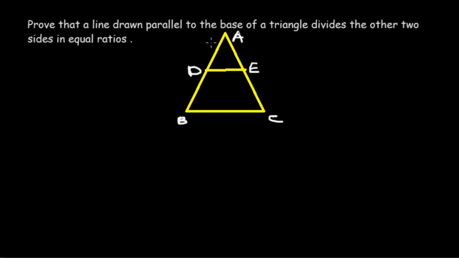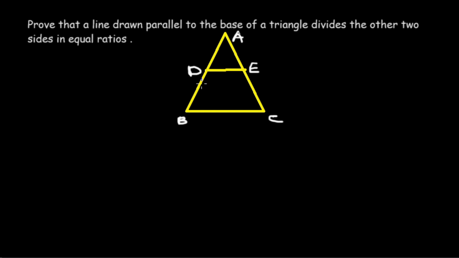Now we are to prove that the line drawn parallel to the base of a triangle divides the other two sides in equal ratios. Now watch this. The line drawn parallel to the base, in this situation, is DE, right? So now we have to prove that DE divides the other two sides in equal ratios. So DE divides AB and AC in equal ratios, right?